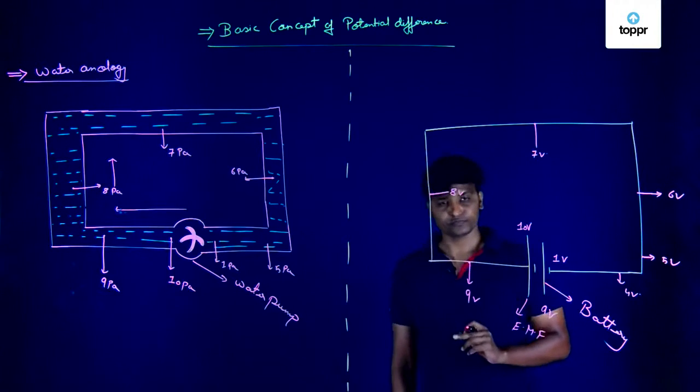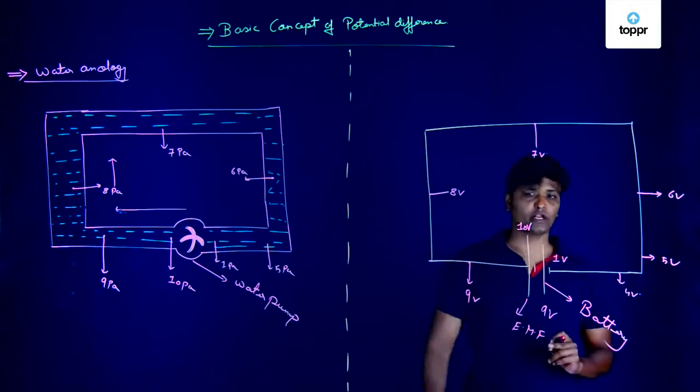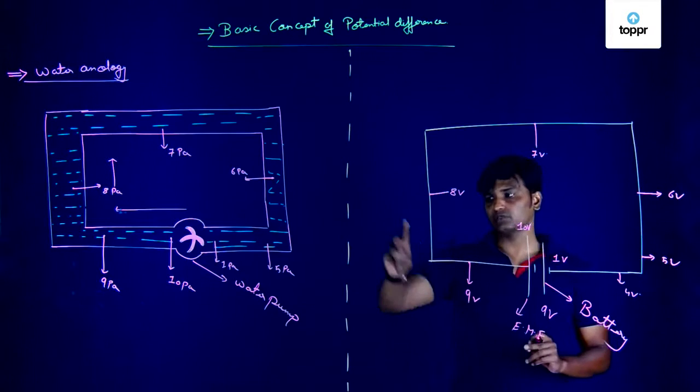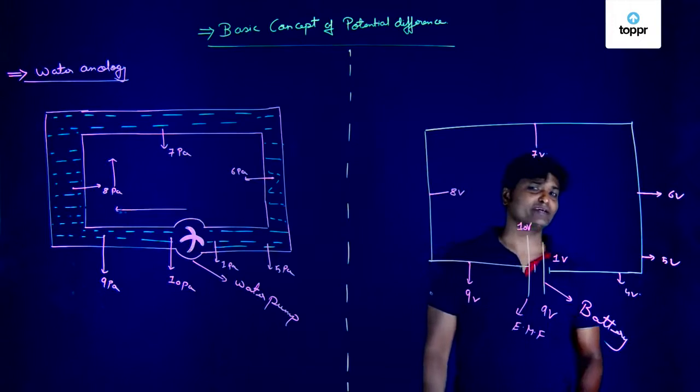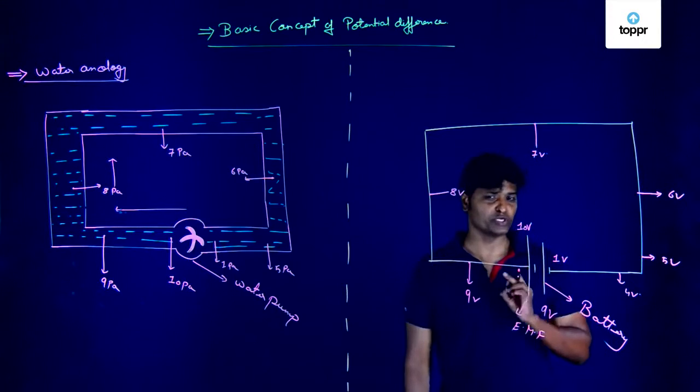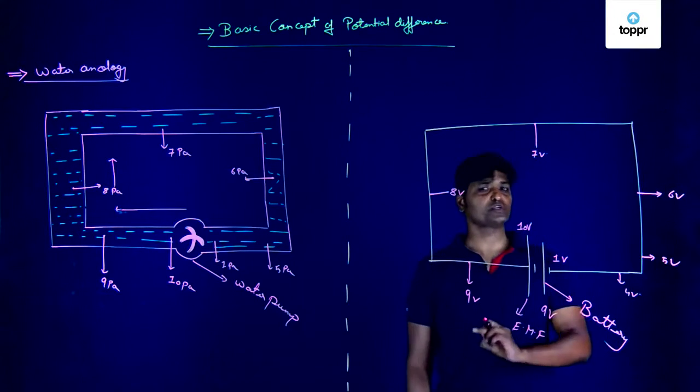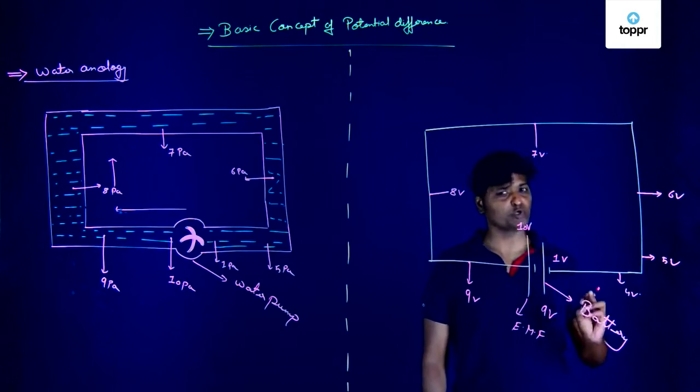So friends, by comparing this electric circuit with this construction using the water analogy, you can clearly understand what potential difference is and how the potential difference is created between any 2 points in the circuit.